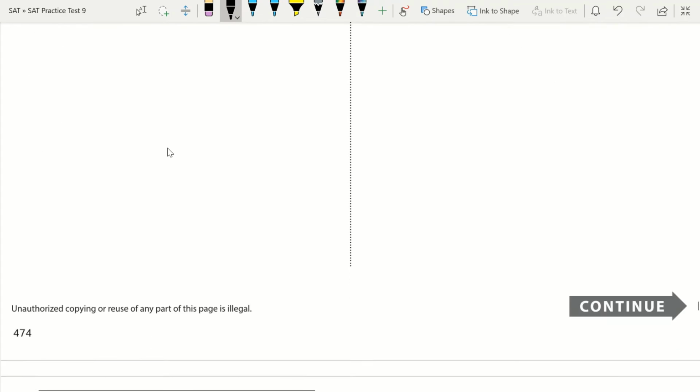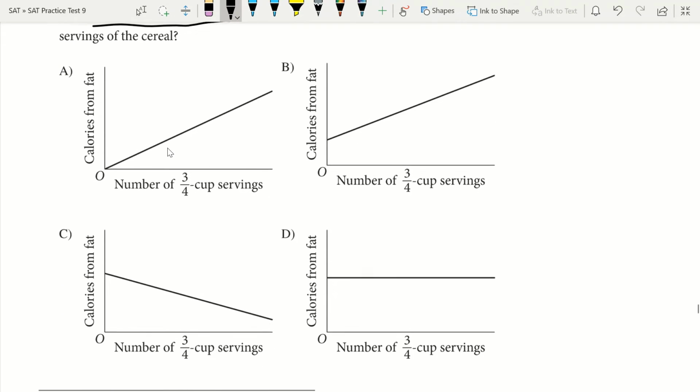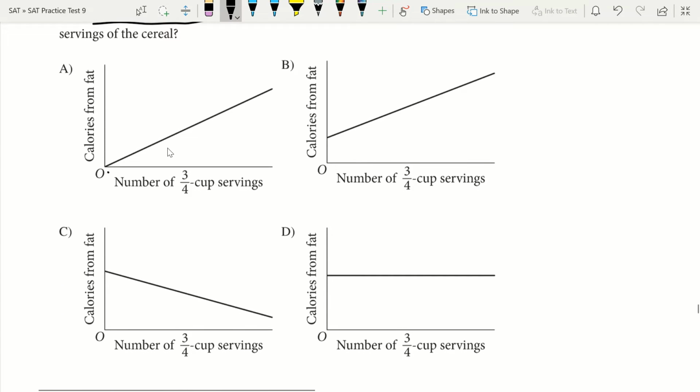All right, moving on. Question 20. Which of the following could be the graph of the number of calories from fat in crunchy grain cereal as a function of the number of 3/4 cup servings of the cereal? Well, we were told that the amount of calories from fat in crunchy grain cereal is 50 calories from fat per serving, right? Per 3/4 cup serving. Well, we know if we don't eat any, we're going to start at 0. Okay, so anything not starting at 0 we can rule out. The only one that starts at 0 is A, so my answer there is going to be A.